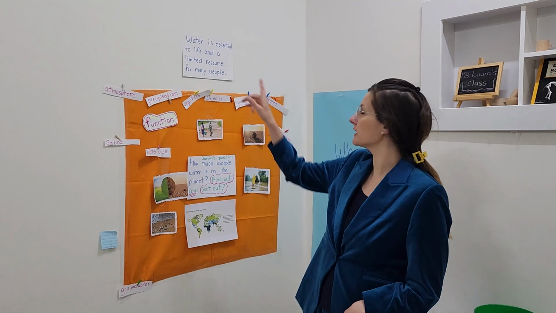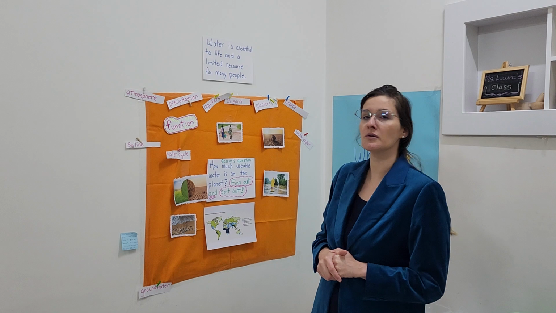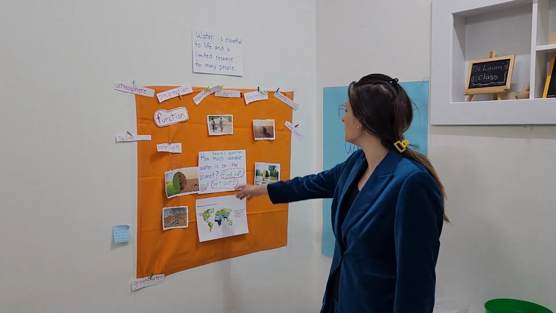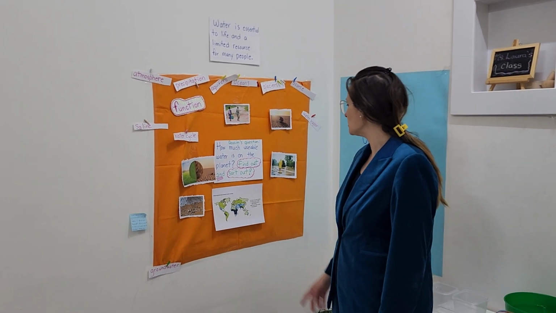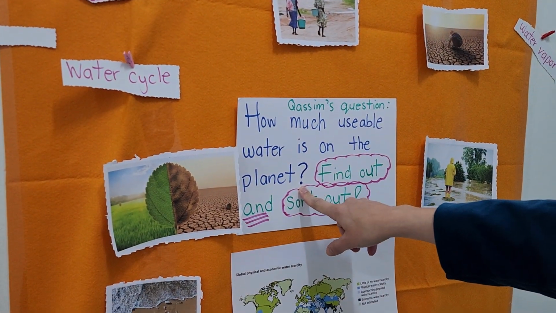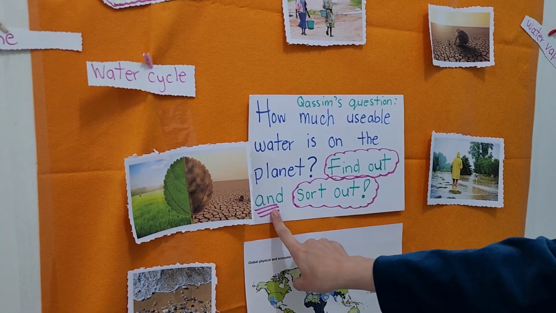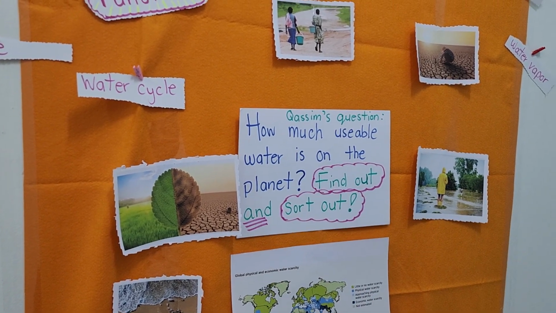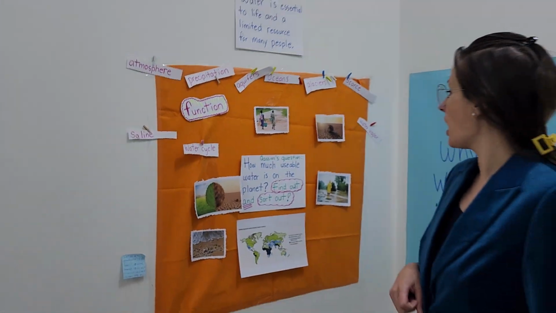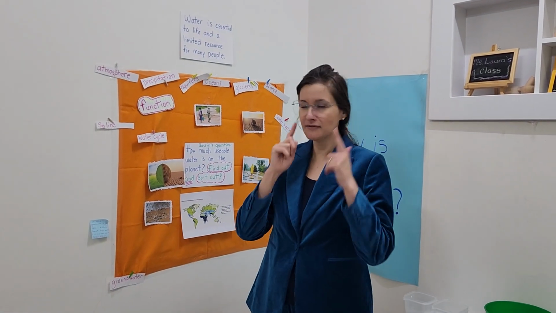So that actually brings us to our central idea. Let's all read this. Water is essential to life and a limited resource for many people. This is the idea we've been following this unit so far. And we're going to go to Kasim's question. How much usable water is on the planet? This was a question that came about in our previous lesson. So today we're going to find out and sort out some information about where we can find usable water on Earth.